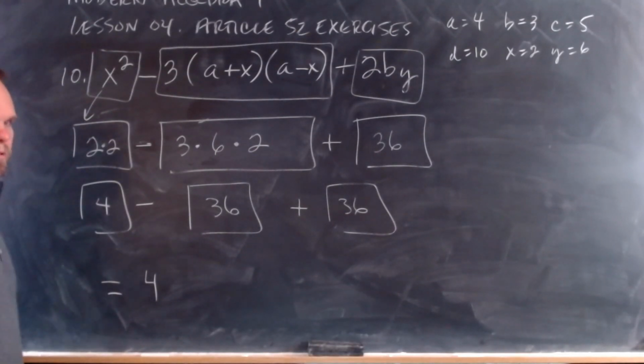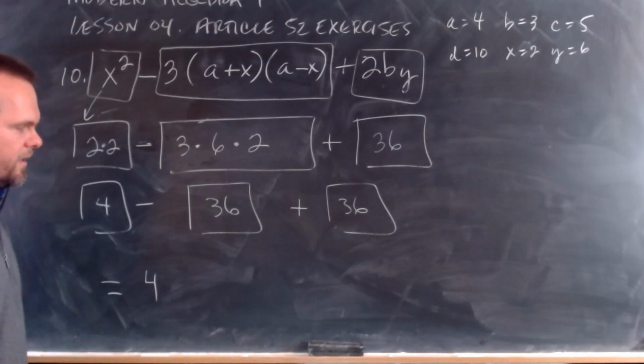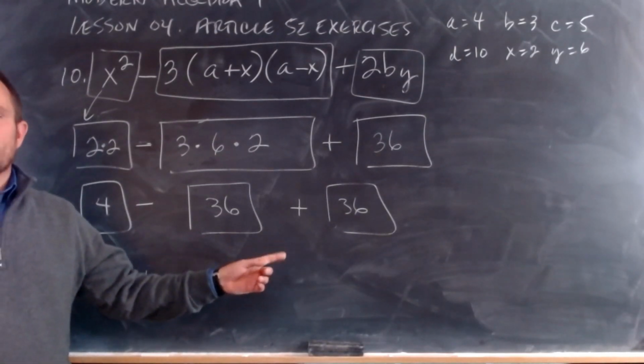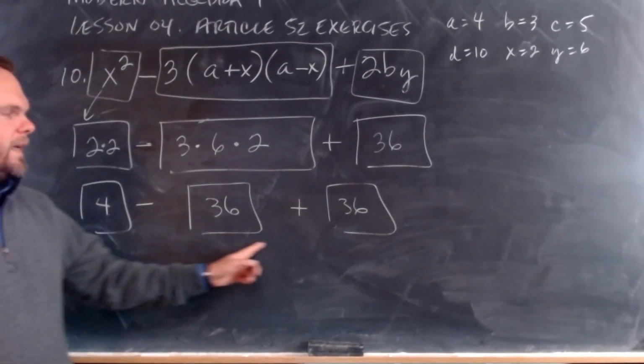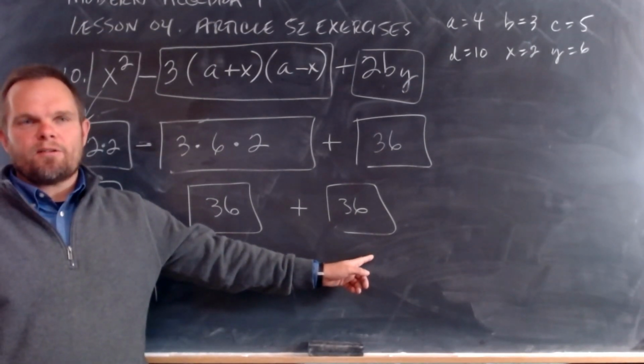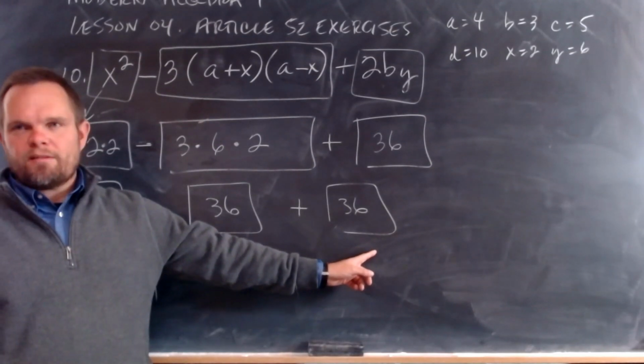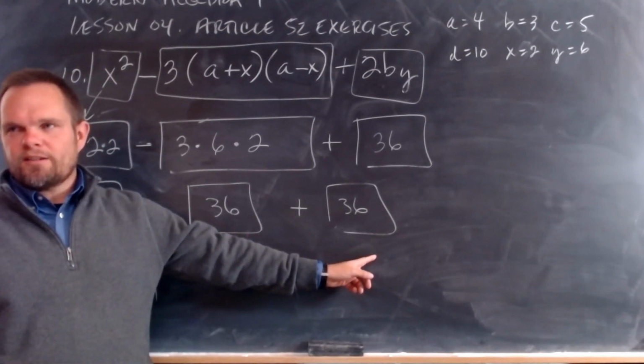Is that the right answer in the book? Yes. But look, I just want to show you something. Nobody would actually do that. Okay, we're going to stop. Nobody would actually subtract 36 and add 36. Just look at this. That's pretty dumb, isn't it? To take away 36 and then add 36.